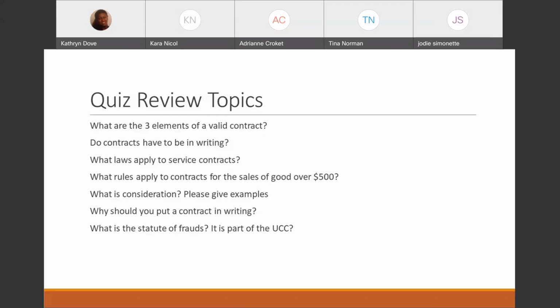So if the common law applies to everyone, it's common to everyone. The common law is a set of judge-made decisions. So the common law applies to service contracts. Yes. That's the difference. So if I hire Britney Spears to come and perform at my birthday party, that's a personal service contract. The UCC would not apply. The UCC only applies to contracts for the sale of goods over $500.